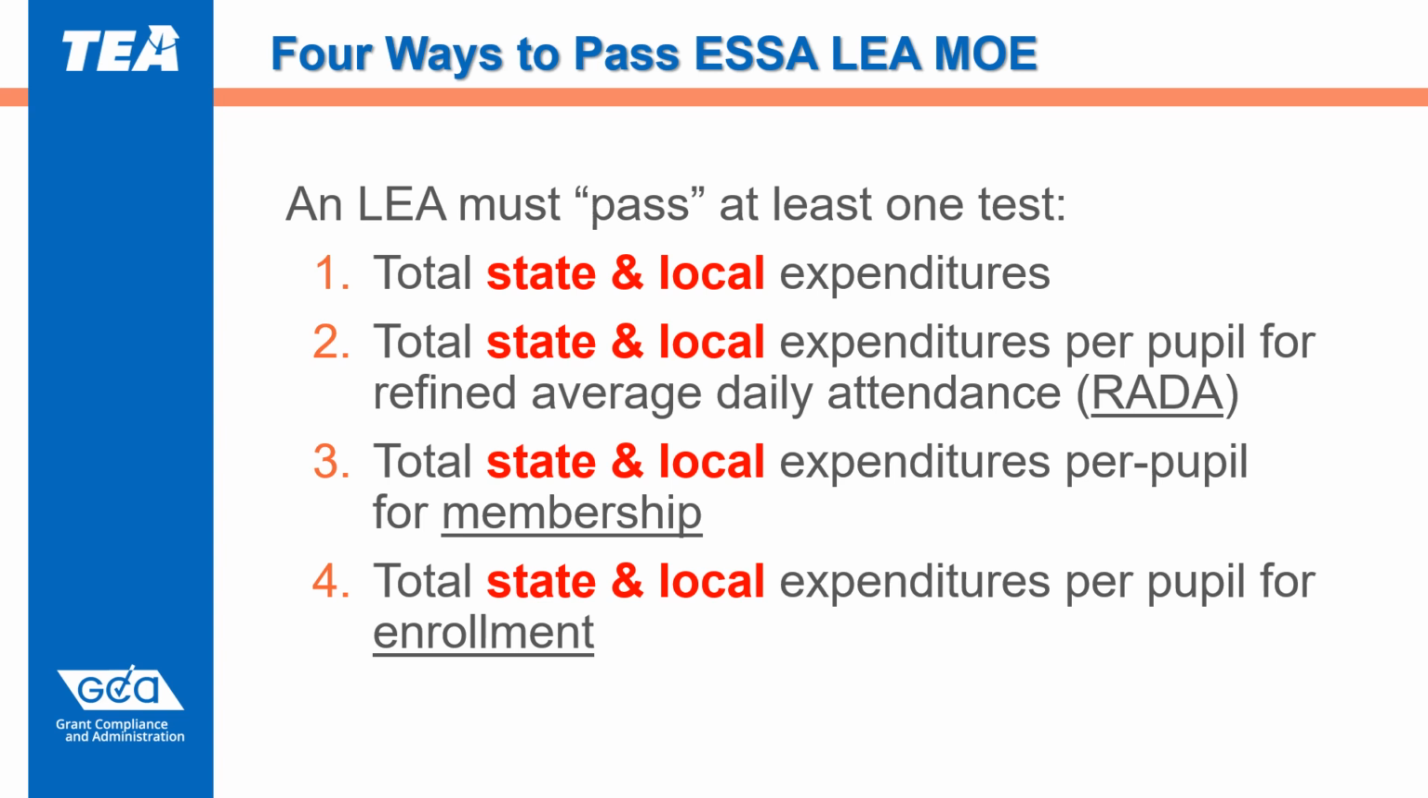2. Total state and local expenditures per pupil for refined average daily attendance, RADA. The RADA per pupil amount the LEA expended must equal or exceed 90% of the amount it expended during the previous fiscal year. 3. Total state and local expenditures per pupil for membership. The membership per pupil amount the LEA expended must equal or exceed 90% of what it expended during the previous fiscal year. 4. Total state and local expenditures per pupil for enrollment. The enrollment per pupil amount the LEA expended must equal or exceed 90% of what it expended during the previous fiscal year.